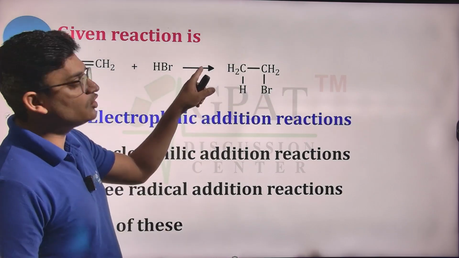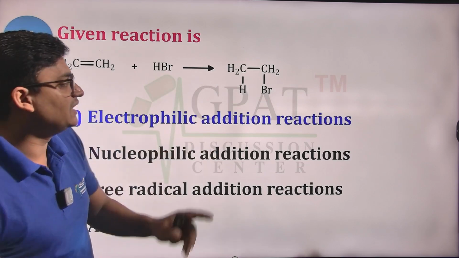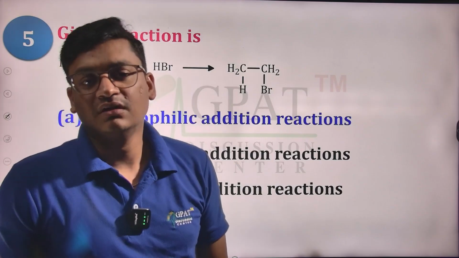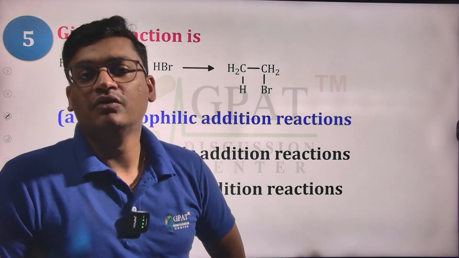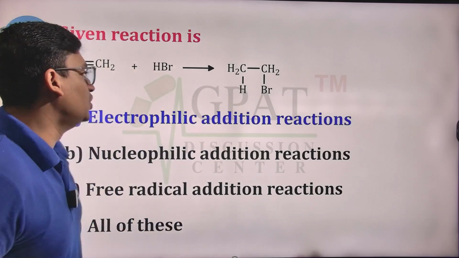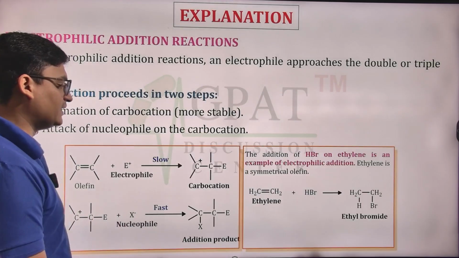Suppose there is a presence of peroxide, then we will be having a free radical kind of addition reaction. This HBr is having the peroxide effect, and yes, we can have a free radical addition reaction when attacked by an HBr molecule in the presence of peroxide. So A is your right answer.